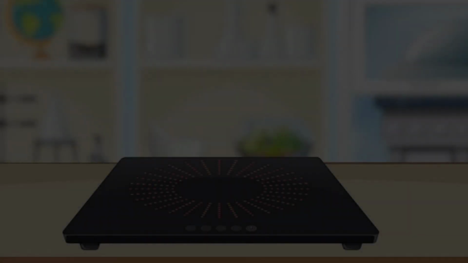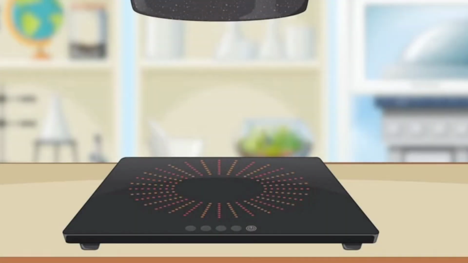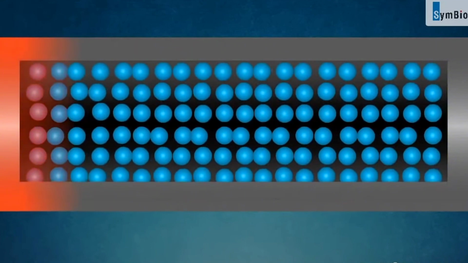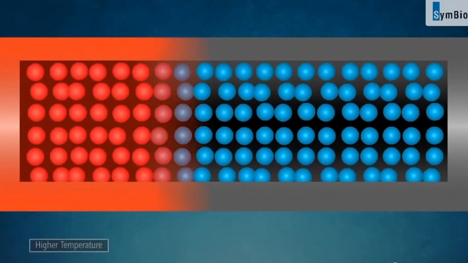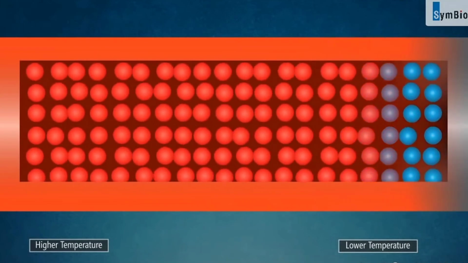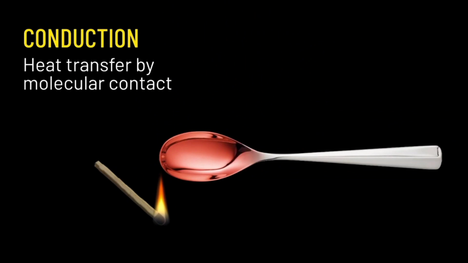There are three main modes of heat transfer. First is conduction. Conduction is the transfer of heat through a material without any movement of the material itself. It occurs when particles vibrate, and this vibration passes energy along to neighboring particles. Example: touching a metal spoon that has been placed in a hot cup of coffee. The heat from the coffee is conducted through the metal and reaches your hand.